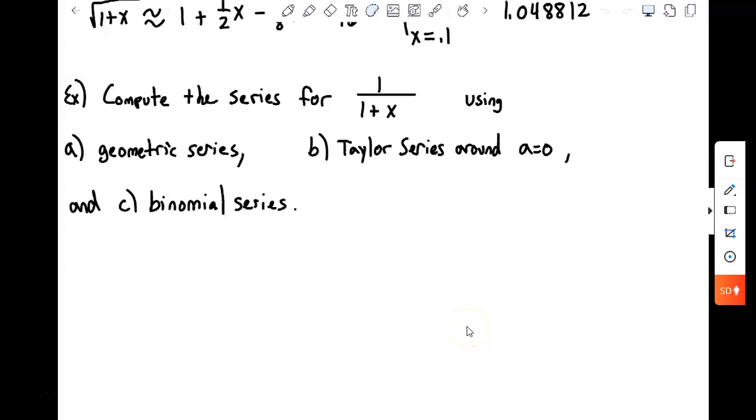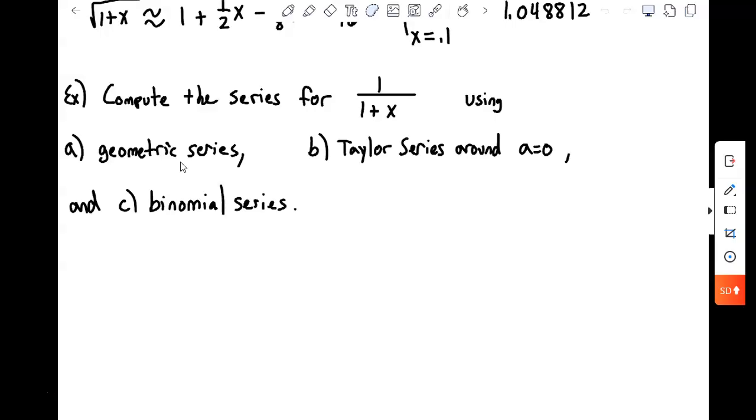All right, so welcome back. This example here actually is going to combine really three of the things we've been doing all into one problem here. So we want to compute the series for the function 1 over 1 plus x. And we're going to do it first with geometric series.